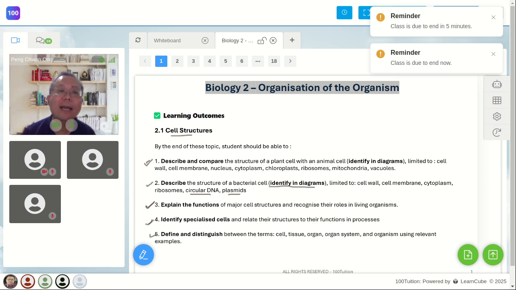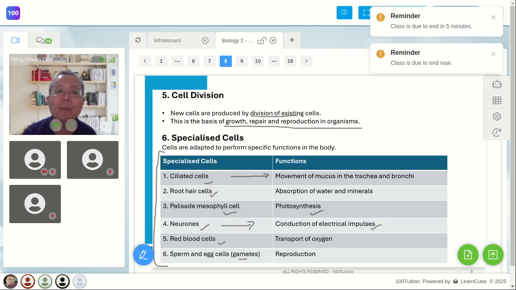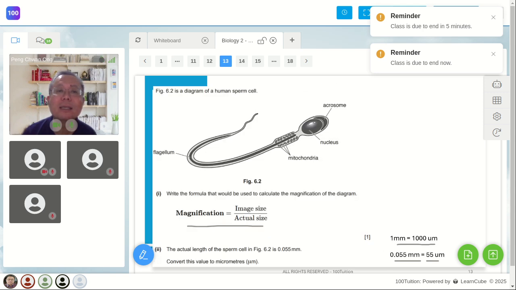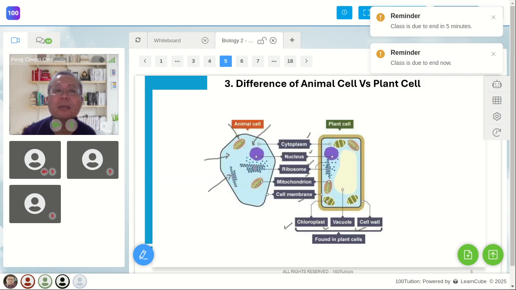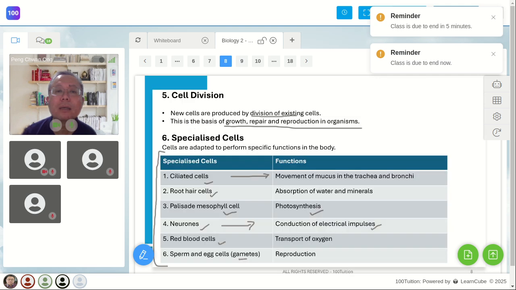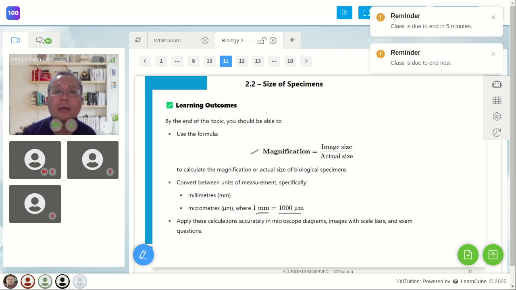And then finally, the easiest one is simply that we remember what magnification is. It's very simple. Just remember the formula for magnification is the image size over the actual size. And the next thing you remember is how many micrometers is 1 mm. It's 1,000.